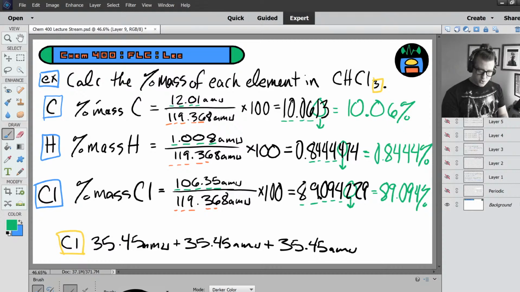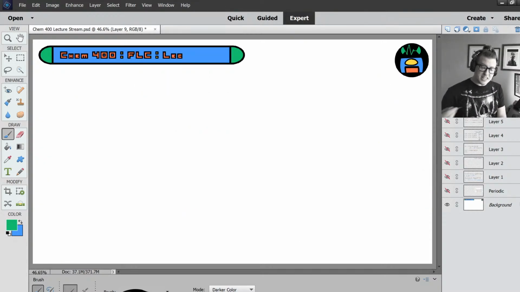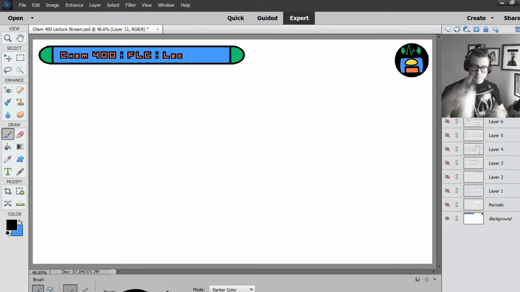Okay, let's see. All right. So that's our first example. This is a fairly straightforward example, calculating the percent mass of each element in a compound. But this is not the only way this type of problem can come into play. There are other types, more complicated examples, like the one we're about to do. So let's crack into this problem, which is a bit next level.